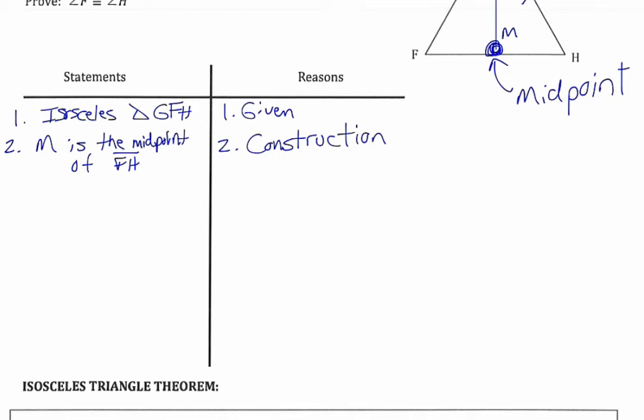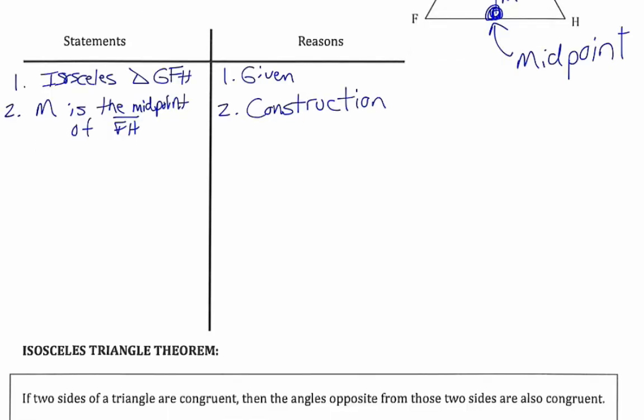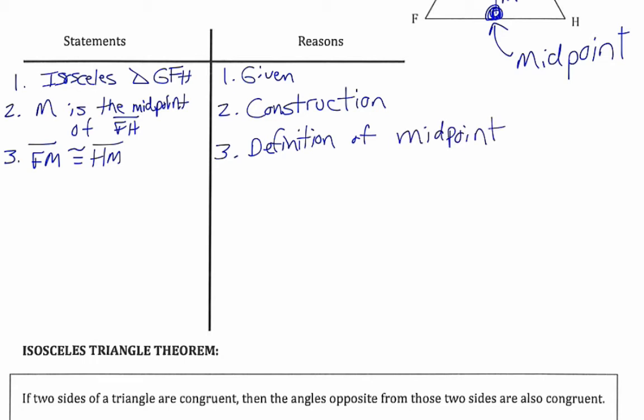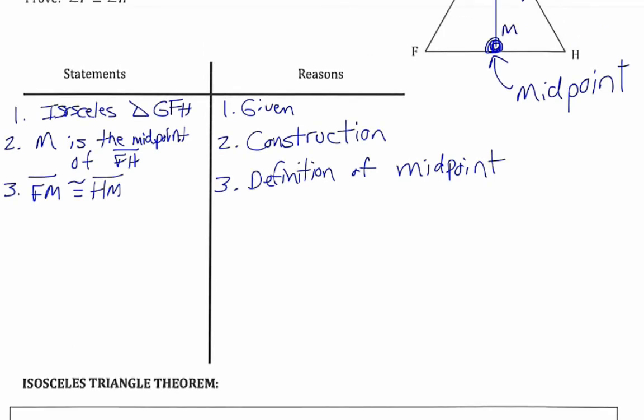I have two triangles and I have some information about those triangles. I'm going to try and prove them congruent so that I can say the two angles F and H are the same by CPCTC. So in statement number 3, I'm going to take that idea of midpoint and continue on with it. If M is the midpoint, that means FM has to be congruent to HM because that's what a midpoint is, or the definition of midpoint. So I'll mark that on my triangle. FM is the same as HM.